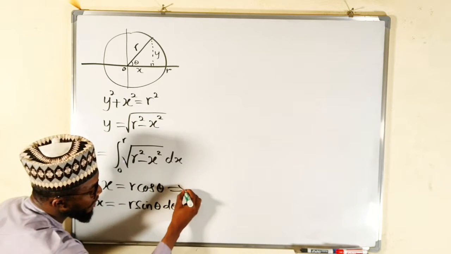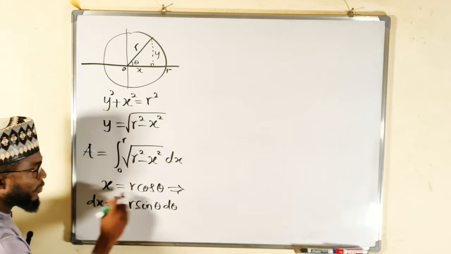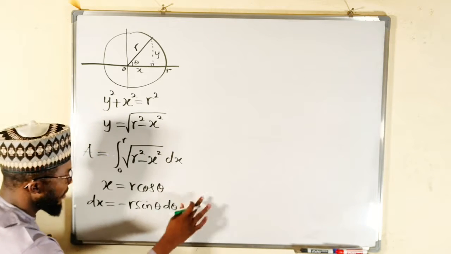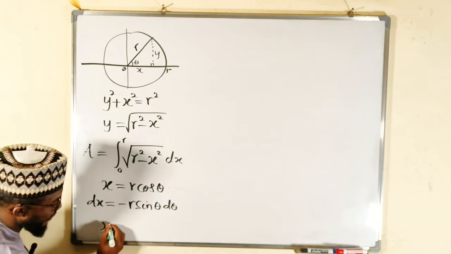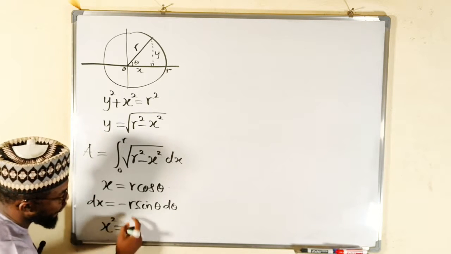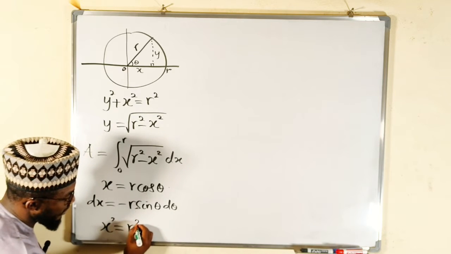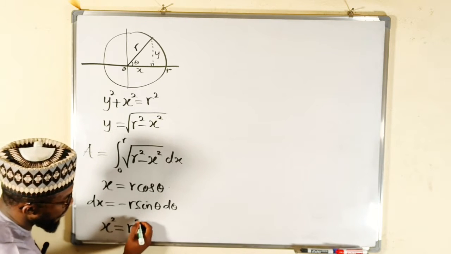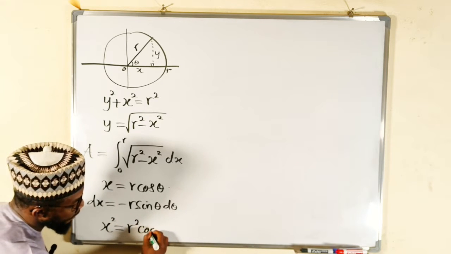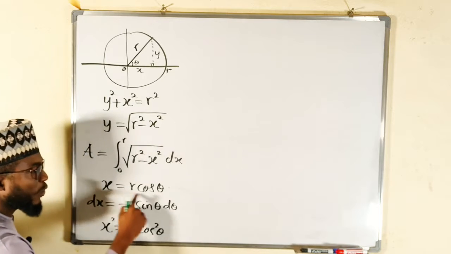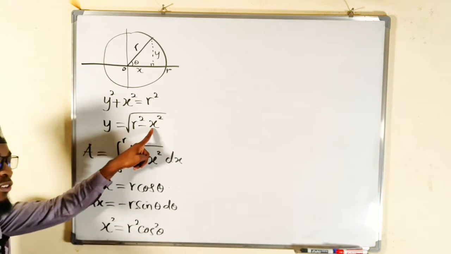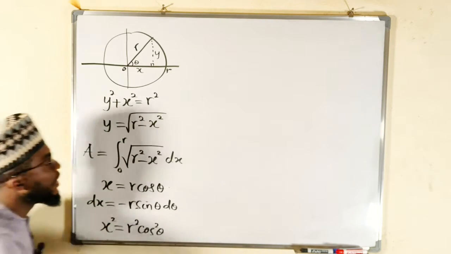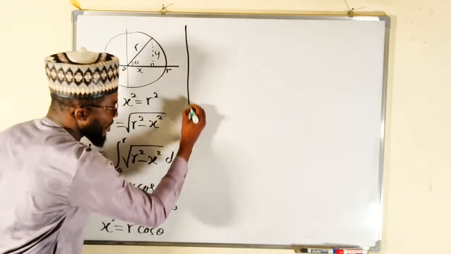And from here, if I square both sides, I have x squared equal to r squared cosine squared theta, because I realize I have x squared here. I want to back substitute. So let's continue from the other side.